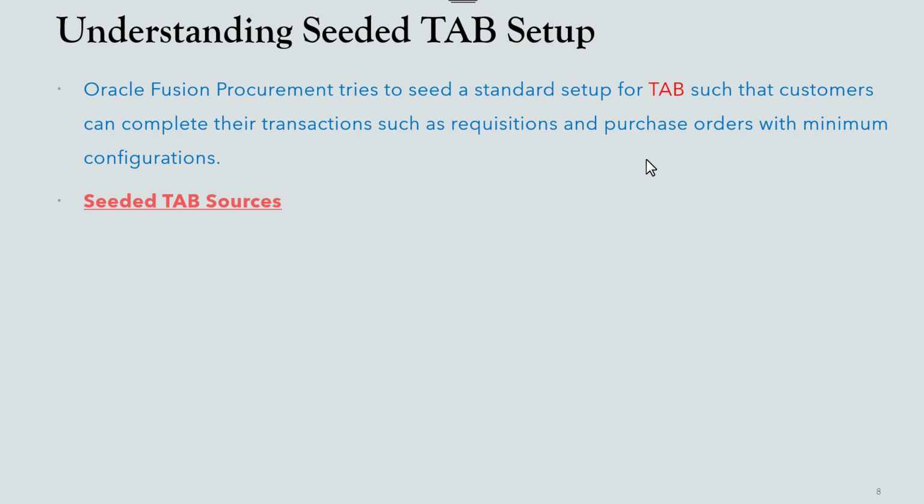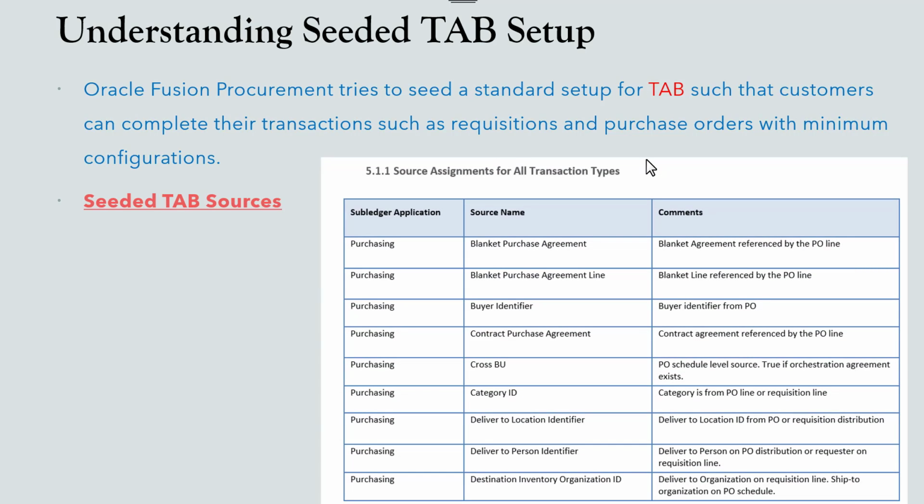Seeded TAB or predefined TAB sources. This slide describes the default predefined sources that you can use to create the account rule setup. Note that you cannot add or modify these sources. These sources are available to all 5 transaction types.